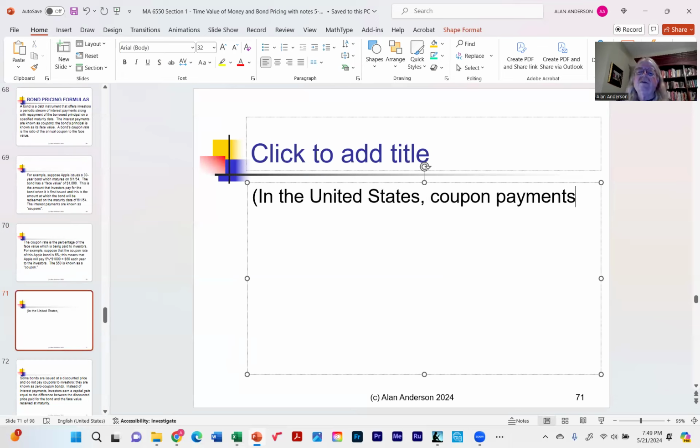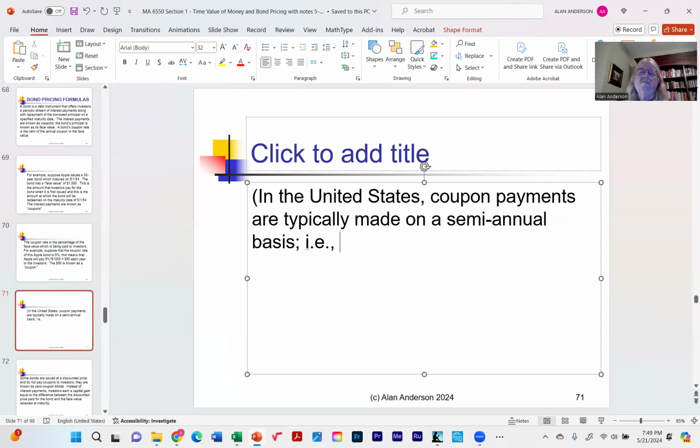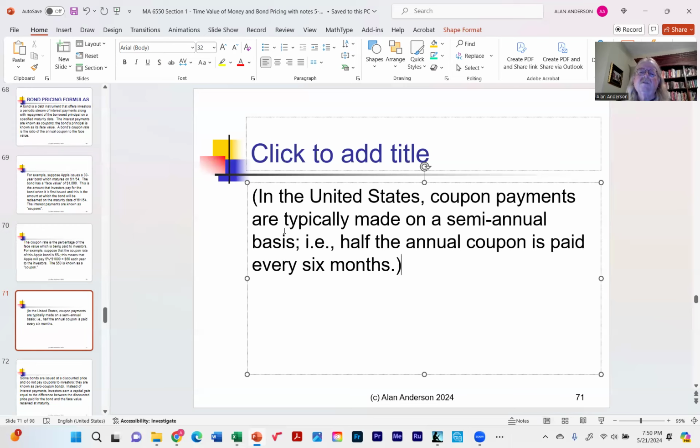Coupon payments are typically made on a semi-annual basis. In other words, half the annual payment or annual coupon is made every 6 months. So instead of getting $50 a year, you would get $25 every 6 months.